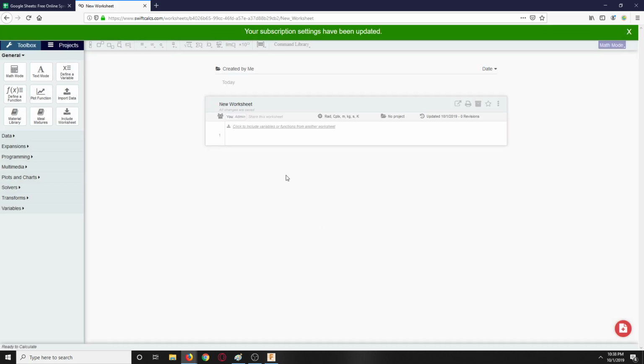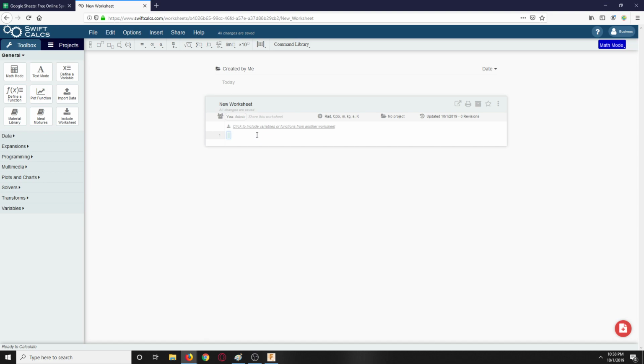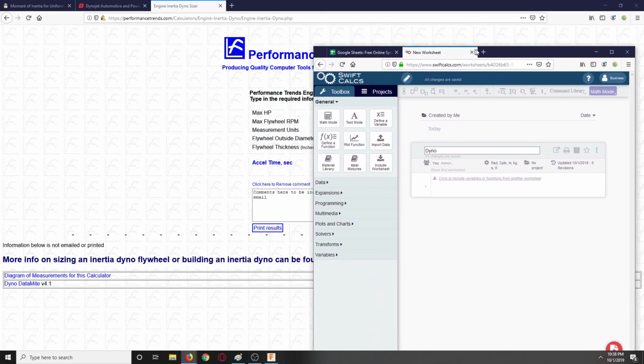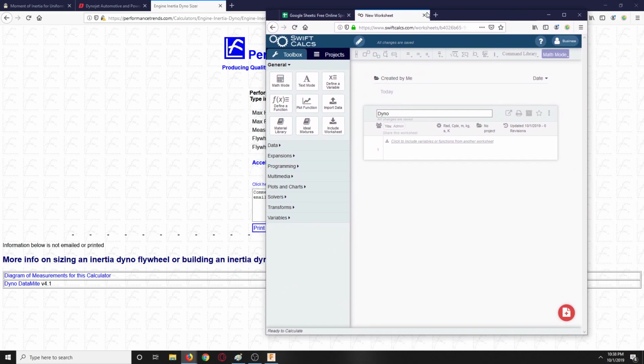So basically it looks like I have 9 days to do this, which is not going to be very long with this project. But let's do it here anyways, because you see it says business here. So basically it activated a trial for me. I'll show you guys how to use the software, and then you can think about whether you think it's worth it or not. So let's put this here: Dyno.